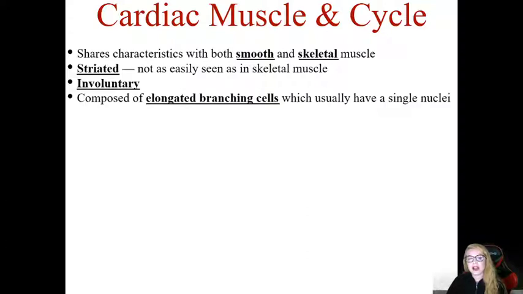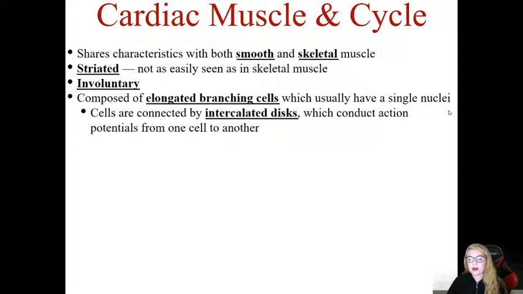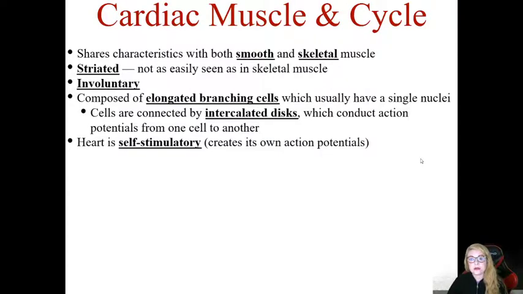Cardiac tissue, or cardiac muscle, is composed of elongated branching cells, which usually have just one nucleus. These cells are connected by what's called intercalated discs, which conduct action potentials from one cell to another. Remember when we talked about skeletal muscle, we talked a little bit about action potentials down the neuron and how that stimulates movement of our muscles. So a similar concept here: there are action potentials from one cell to another that are ultimately going to stimulate the heart.